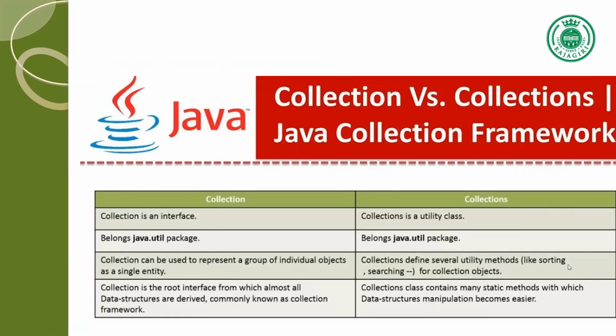While Collections, you usually use for sorting, searching, finding the min, finding the max, and so on. Collections will contain only static methods. Collection, you use to create your data structures. Collections, you use to do manipulation on your data structures.